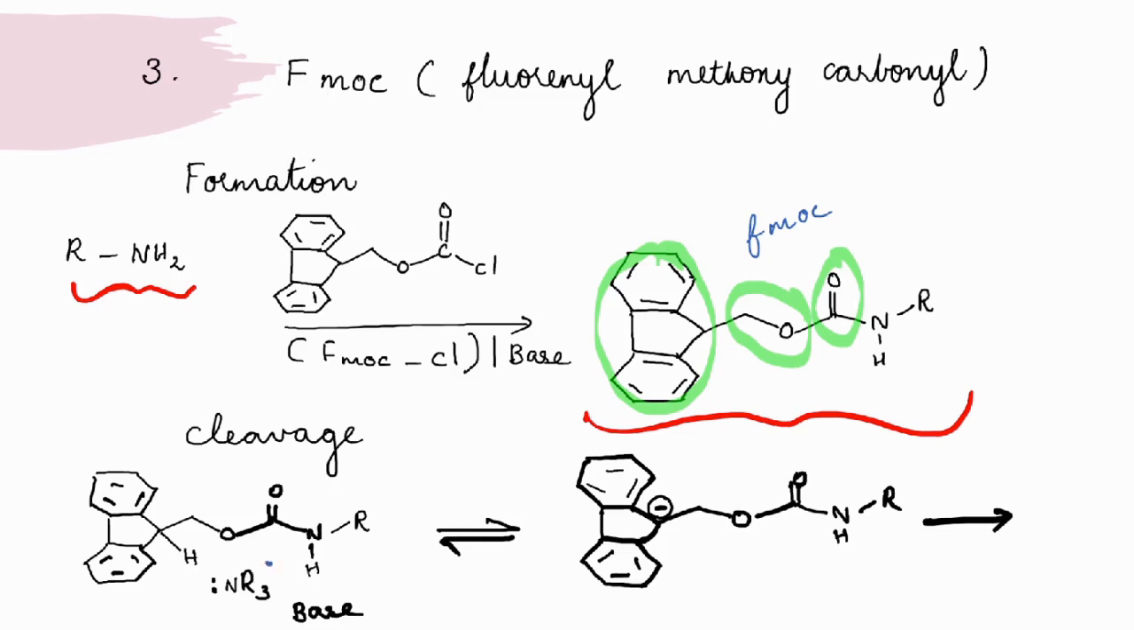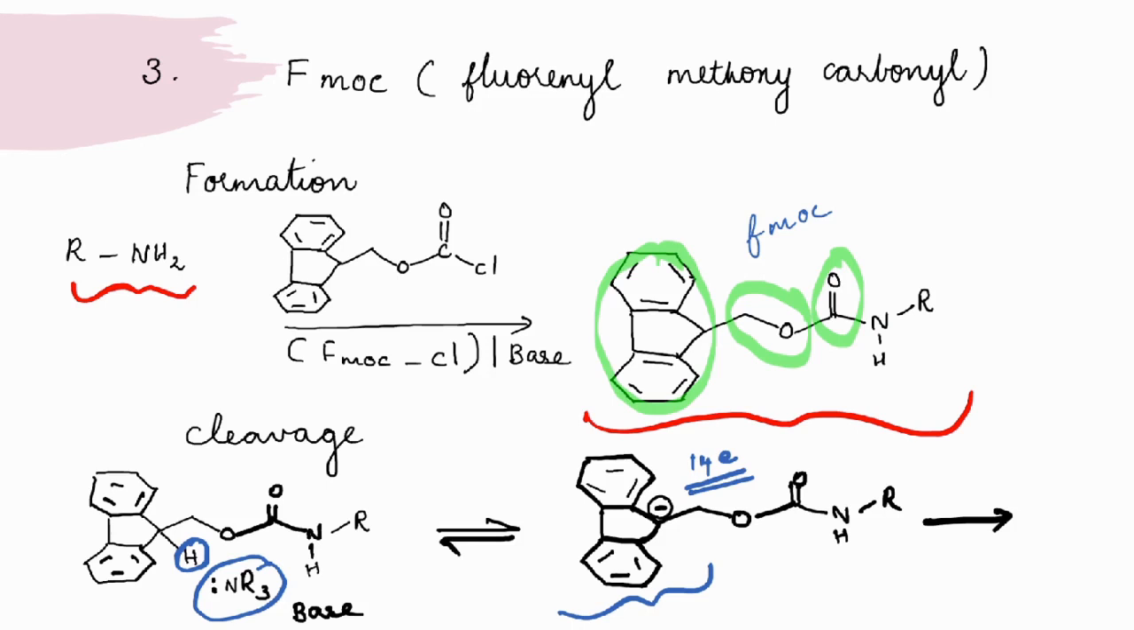This base abstracts this hydrogen and you'll get an anion. And this anion is aromatic. Why? Because it is a 14 electron system. 6 pi electrons, along with that, here also you can see a negative charge. So altogether 14 electrons will be there. So this is an aromatic anion.